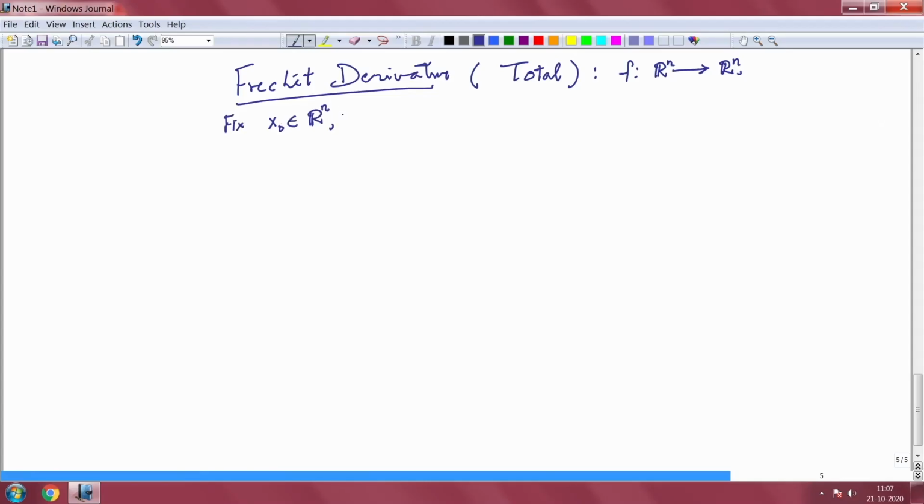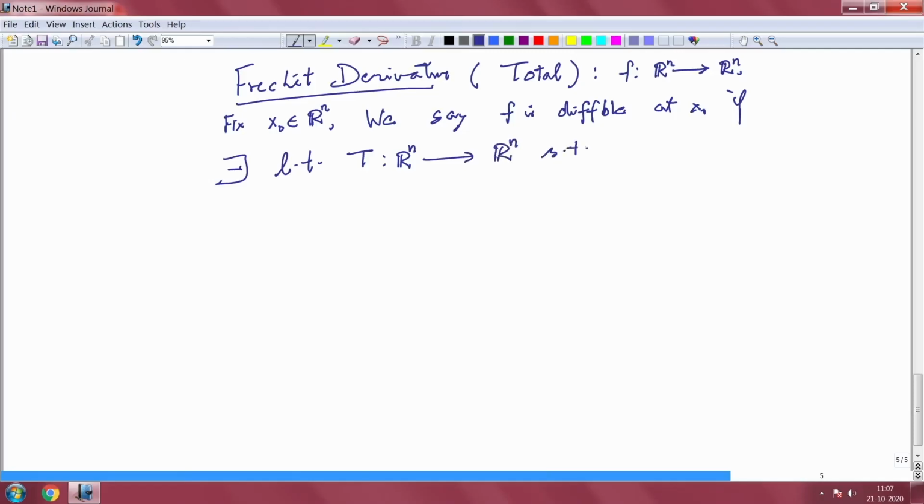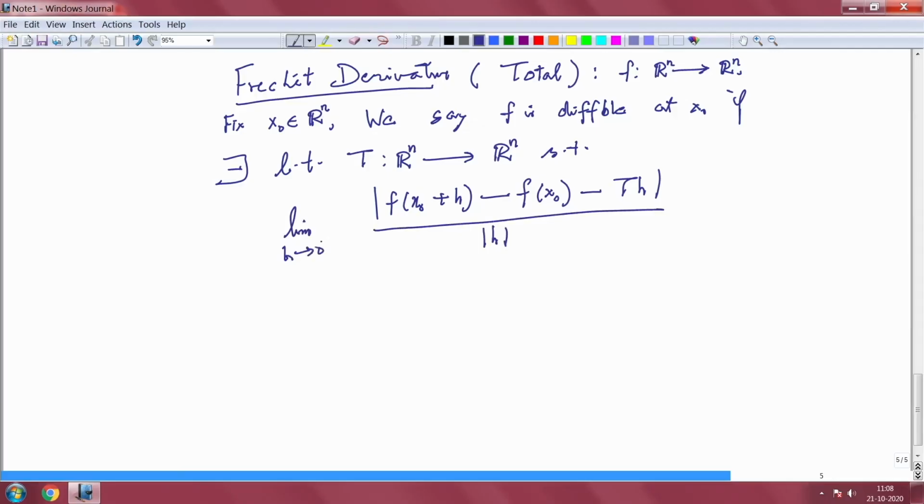Then we say f is differentiable at x naught if there exists a linear transformation T from Rn to Rn such that if you look at f of x naught plus h minus f of x naught minus T of h, modulus divided by modulus of h, its limit as h tends to 0 is equal to 0.